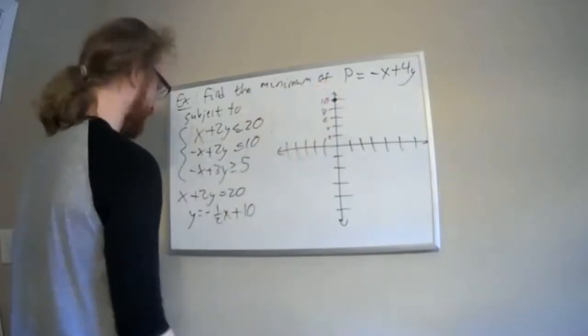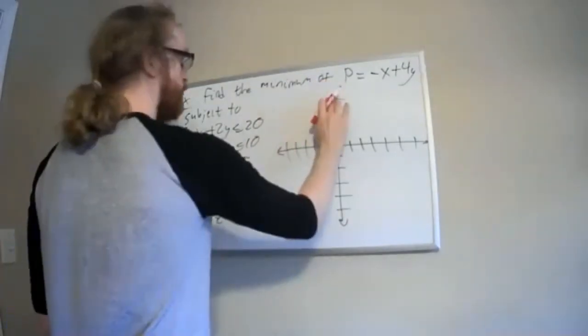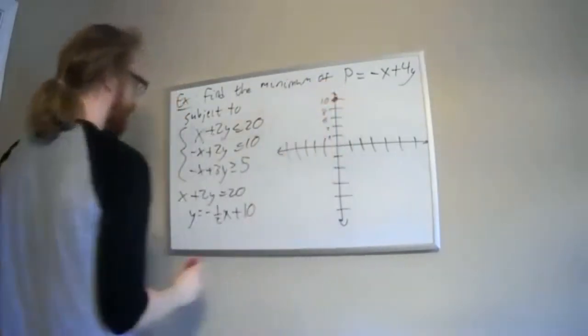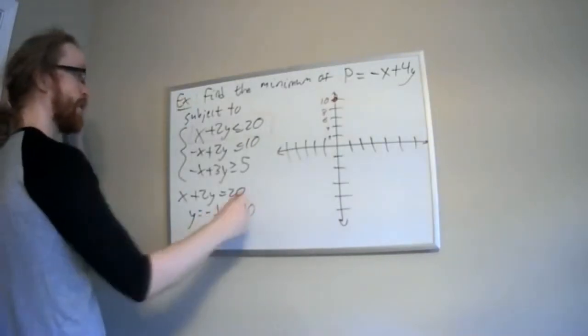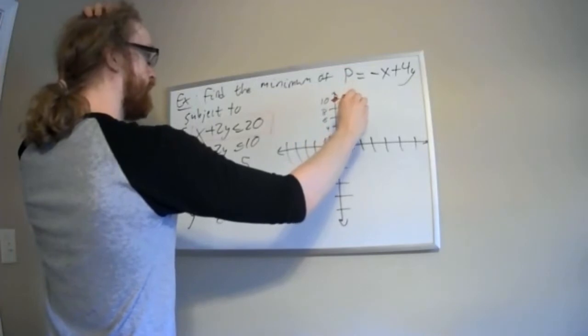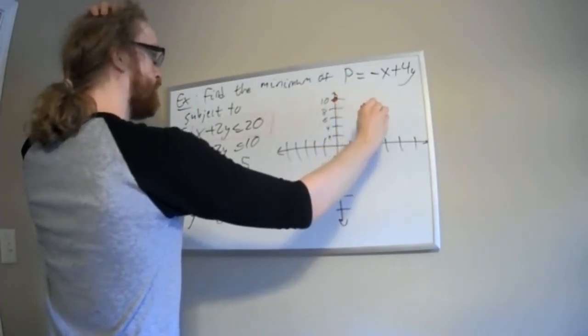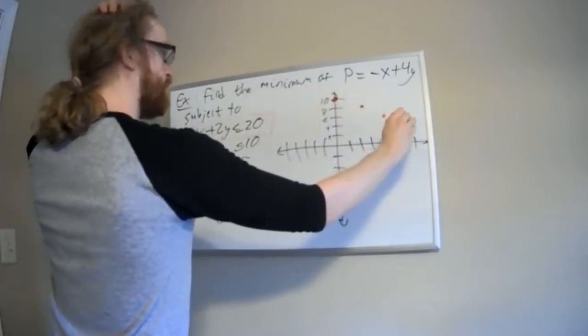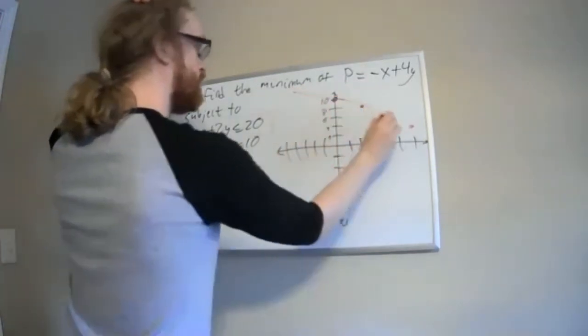I'm supposed to be doing this guy in red. Y-intercept of 10, and the slope is negative 1/2. So when I go to the right by 2 tick marks, I go down by 1 tick mark. So right by 2, I go down by 1, and so forth. Okay.